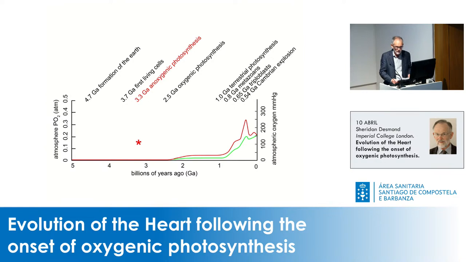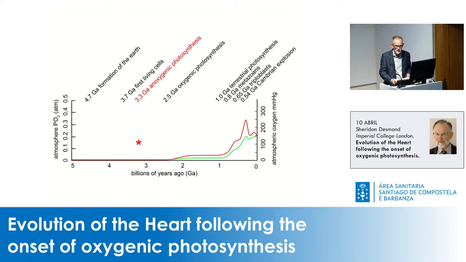When the Earth was formed 4.7 billion years ago, the atmosphere contained no oxygen, or virtually no oxygen. This slide shows the subsequent emergence of oxygen in the atmosphere over time. On the horizontal axis, we have time in billions of years. The red and green lines are geologists' estimates of the oxygen level in the atmosphere over various times since the origin of the Earth.